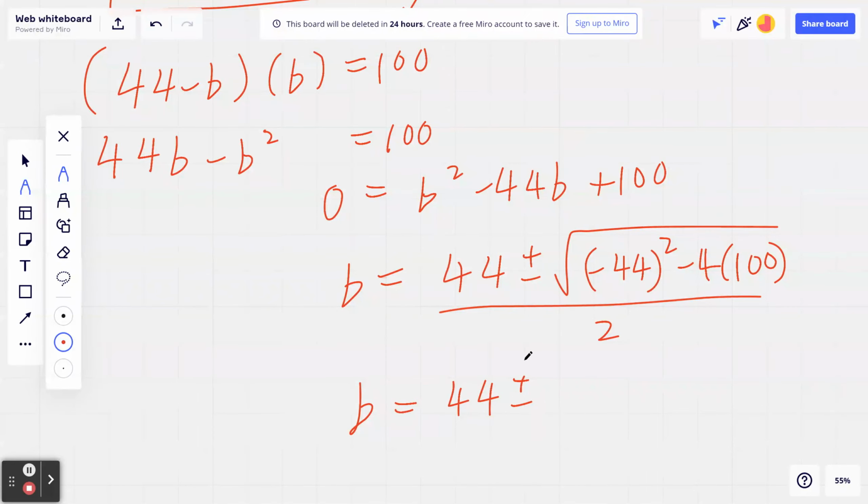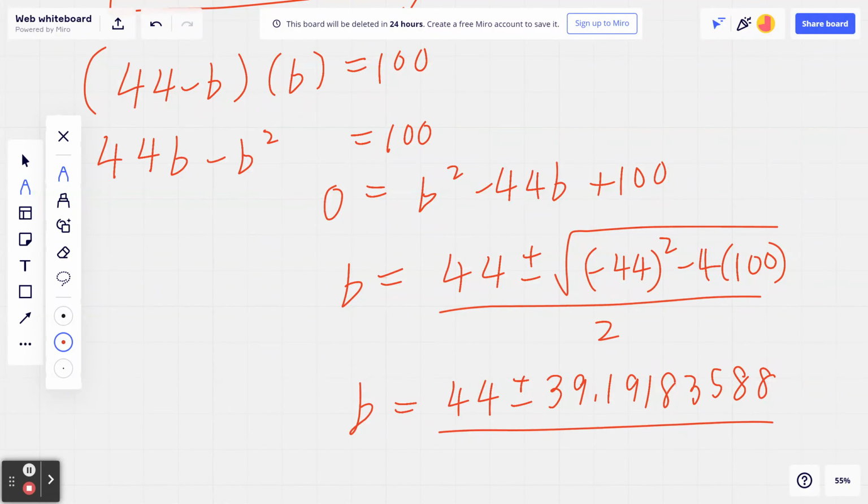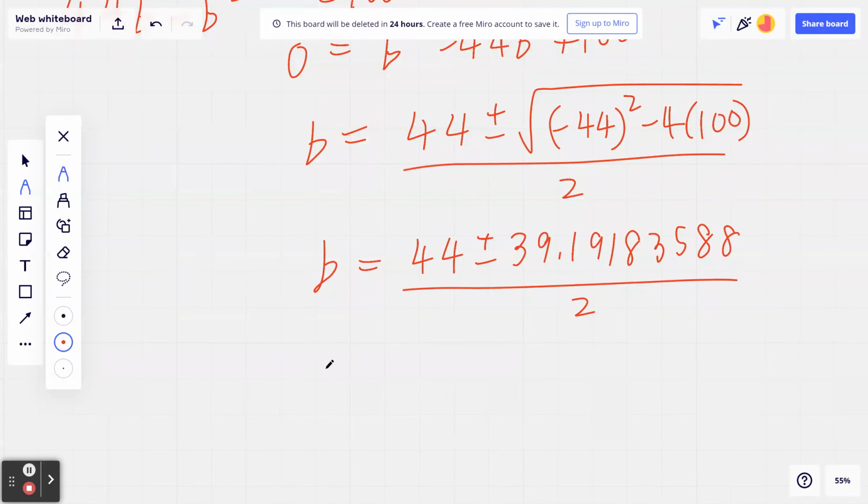So now I go back, I grab the calculator. This is going to be 44 squared minus 400. Take the square root. This is going to be, roughly speaking, 39.191835888 divided by 2. So this means there are two answers. And we got to figure out, do they actually work? Remember, there are restrictions that you want to think about. So I'm adding 44, divide that by 2.